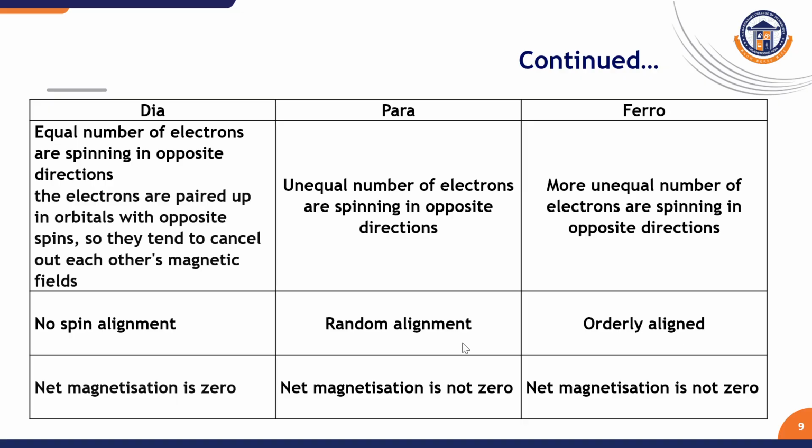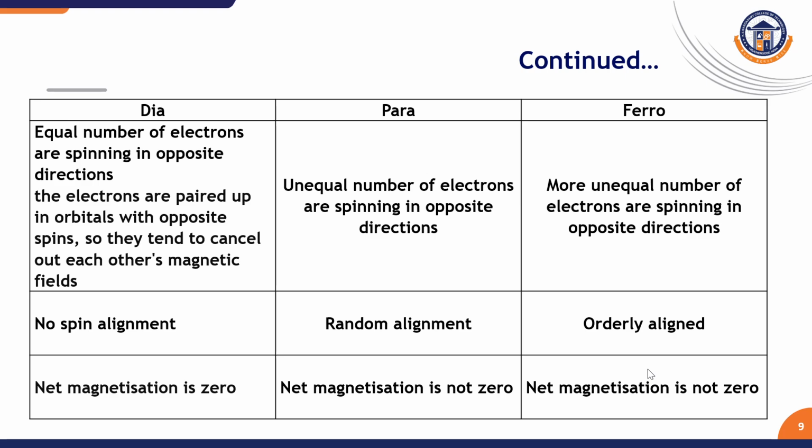When coming to the ferromagnetic materials, like iron, cobalt and nickel, they have a large number of unpaired electrons. Their atomic moments align in the same direction, producing strong magnetism. They have very high permeability and large positive susceptibility.